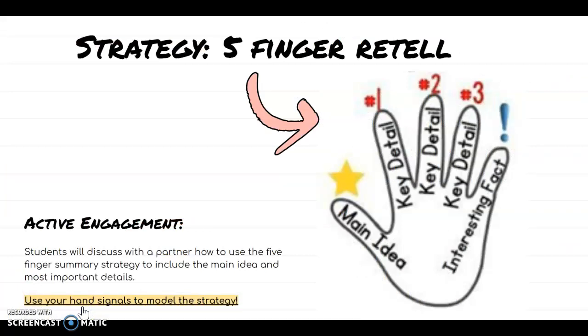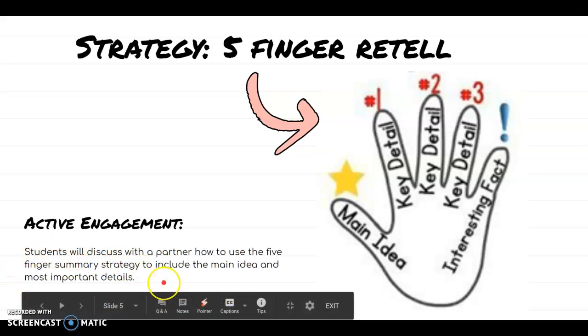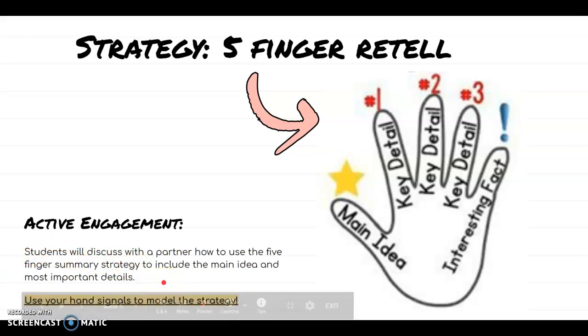So one of the strategies that we use is called a 5-finger retell. So what I want you to do is whisper it to yourself or just talk in your head, but Miss Ovalle and Miss Reuter should see your hands moving. So I want to see your hands like it is on the picture. We're going to touch our thumb and say, the main idea is that U.S. leaders signed the Declaration of Independence. Next, touch your other finger, number 1. The key detail is that lawmakers met in 1776 in Philadelphia.